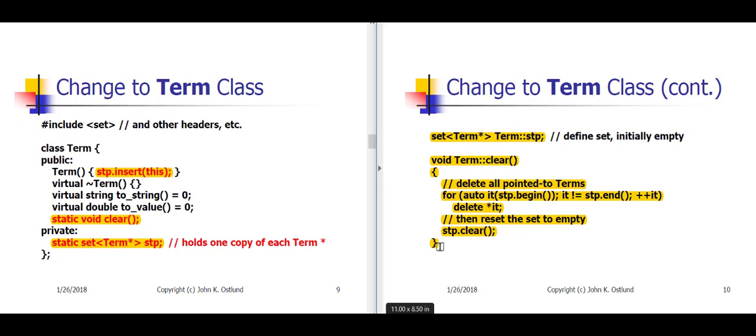It's using an iterator to step through each of the values in the set of term pointers, the STP set, and it's invoking delete on each of those pointed to term objects. Now, once we've deleted the dynamically allocated storage for each one of those term objects, we also need to clear the set itself. So in this last statement, we're calling the clear member function of the set class so that the set is now reduced to containing 0 elements.